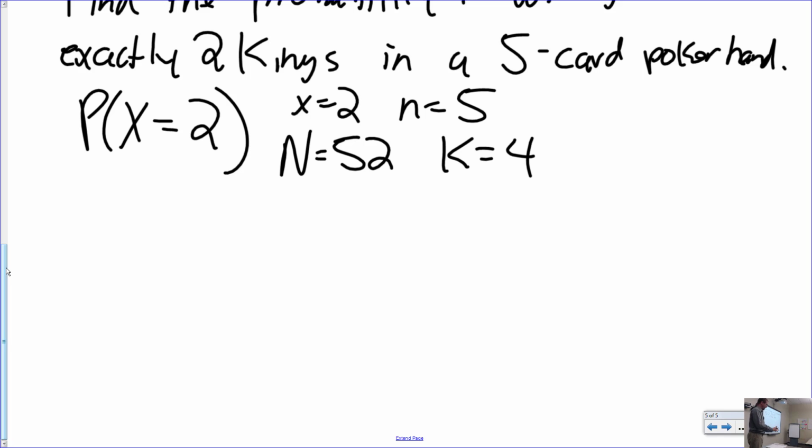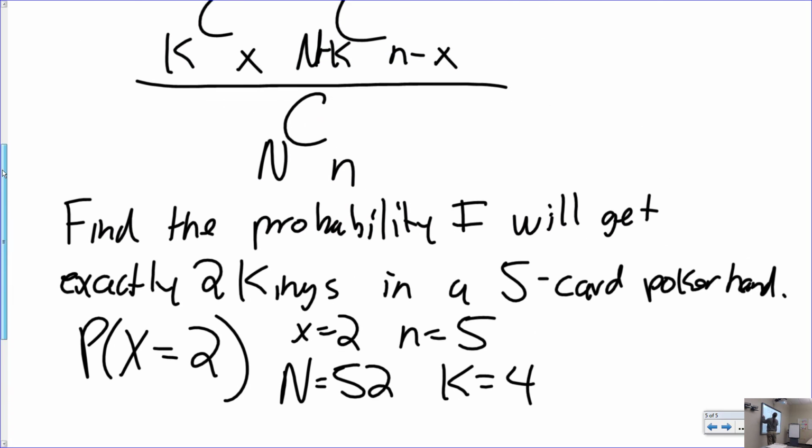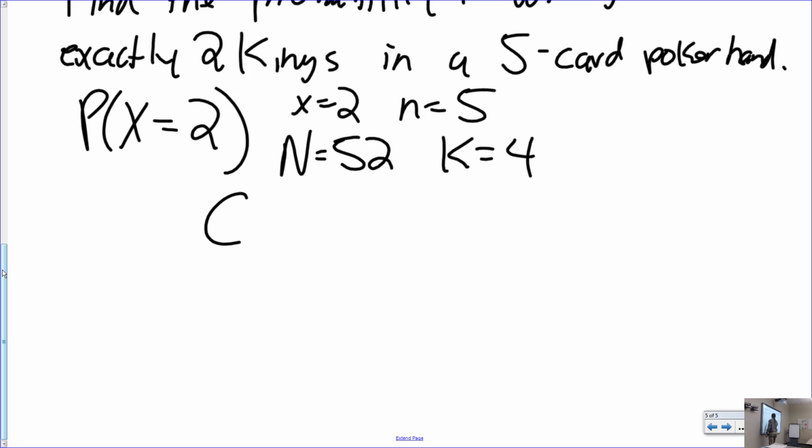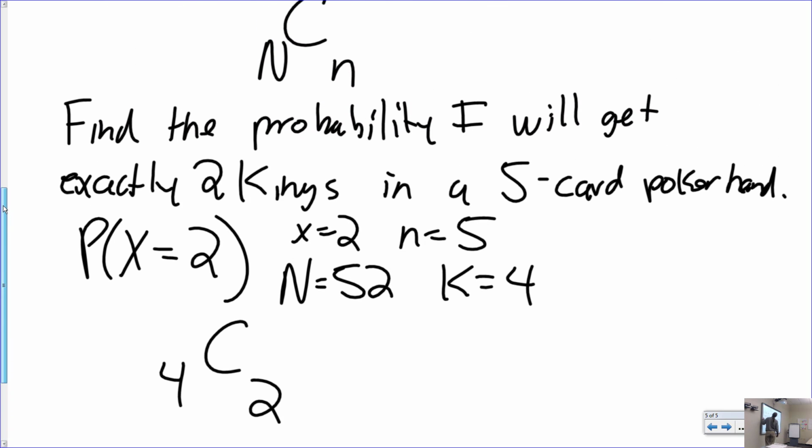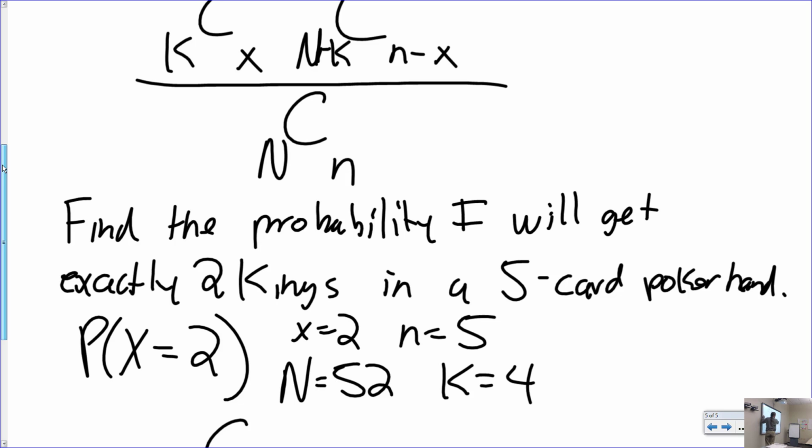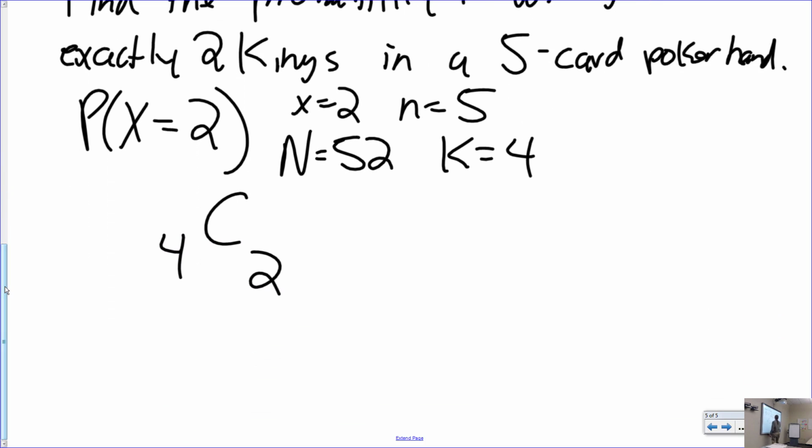Now you can just throw them in to see how the numbers work out, right? So the first combination is k choose x. 4 kings to choose from. We want to choose 2 of those kings, all right? The next combination is capital N minus k, 52 minus 4, which is 48, and then it's n minus x, which is 3.